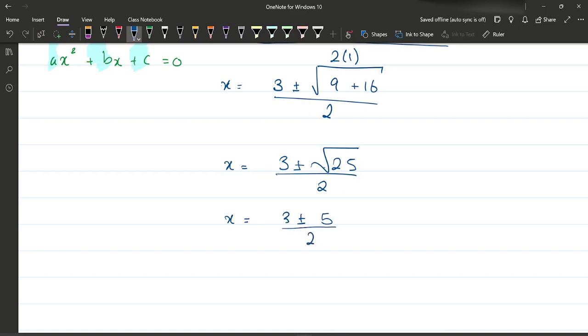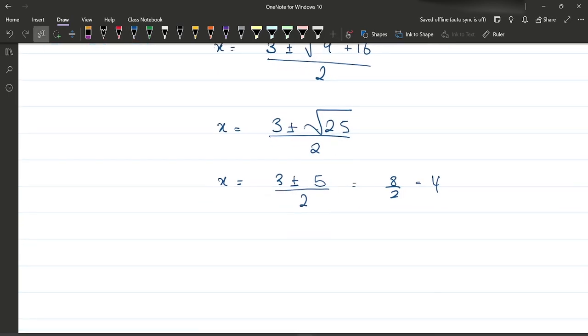So we're almost done. 3 plus 5 is 8, right? So 8 over 2 is just 4. 3 minus 5 is minus 2. So minus 2 over 2 gives you minus 1. So x is either equal to 4 or x is equal to minus 1.